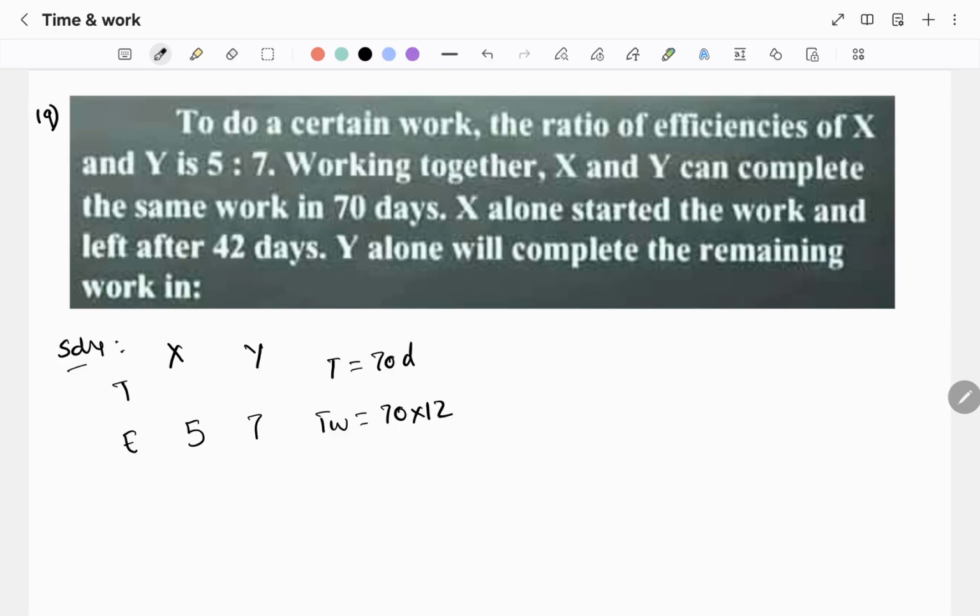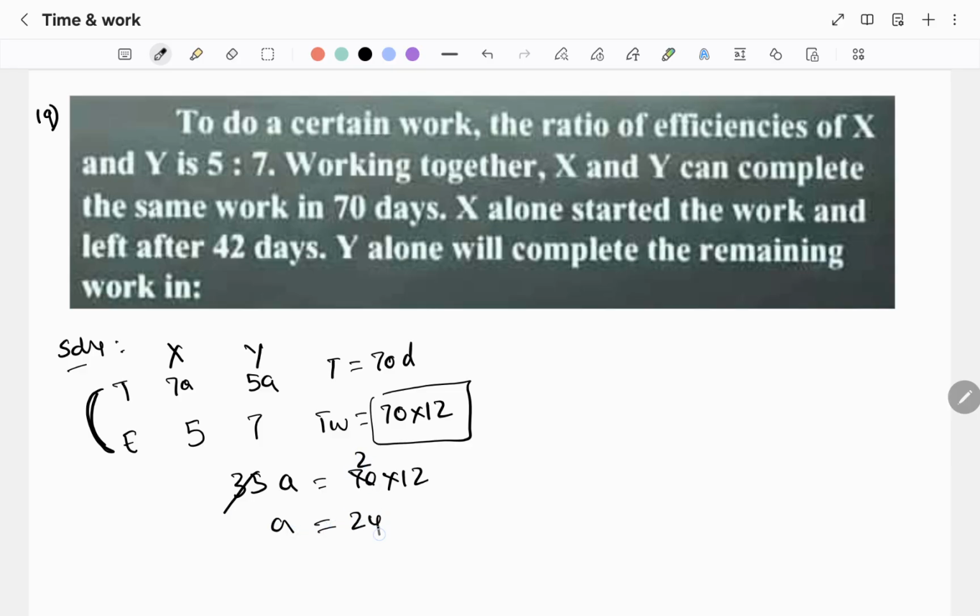X alone started the work and left after 42 days. Who started the work? So first of all, the ratio will be 7A and 5A. If you multiply these both, you will get work. Work is already 70 into 12. So 7 into 5, 35A. 35A is equal to 70 into 12. 35 ones, 35 twos. So A is equal to 24.